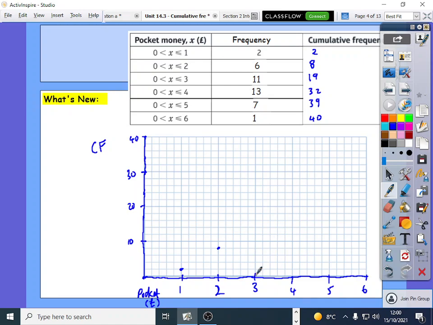People achieving £3 or less was 19. So this is 18, so 19 is going to go in the middle. £4 or less, the cumulative frequency is 32. There's 30, there's 2. £5 or less was 39 people. So that's 38, so 39 is going to go there. And £6 or less, well, everybody achieved £6 or less.